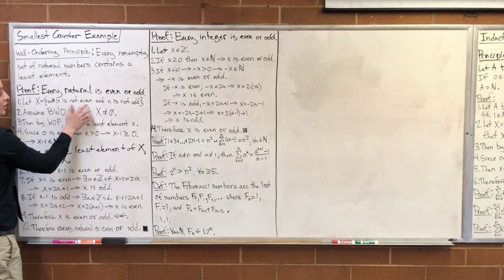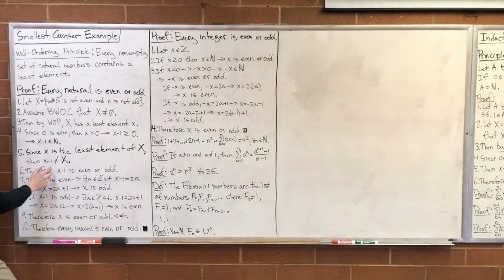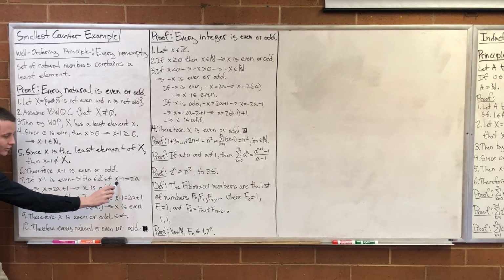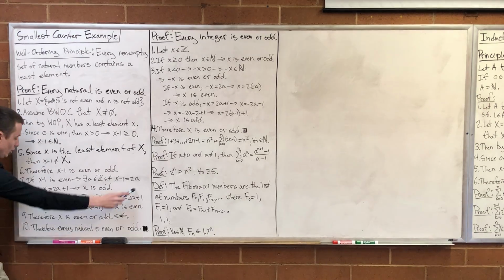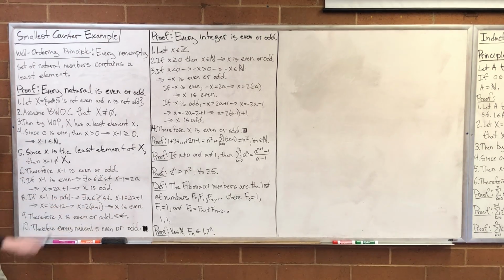Big X was a set of all things that are not even and not odd. X minus 1 isn't in there. Therefore, x minus 1 is even or it is odd. It has to be at least one of those. Maybe it's both, who knows, but it's at least one of those, right? Therefore, if x minus 1 is even, what does that mean? There exists some integer a such that x minus 1 equals 2a, which means x is equal to 2a plus 1, which means x is odd. Right?